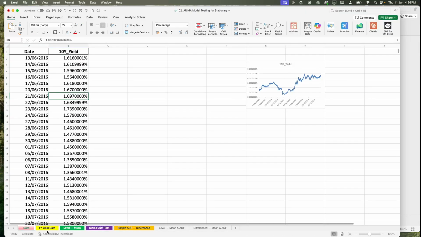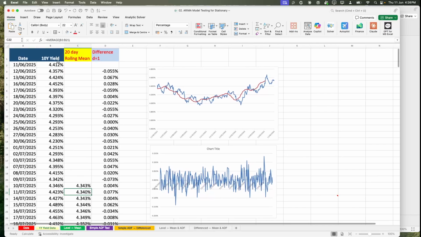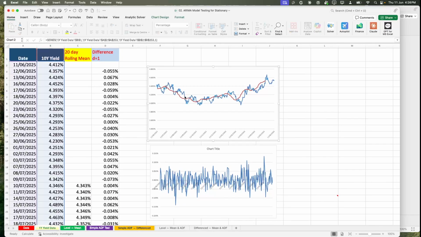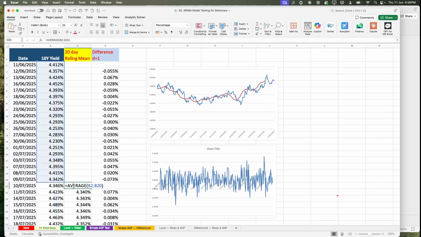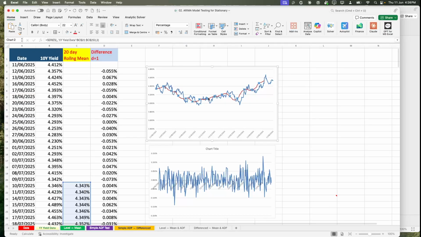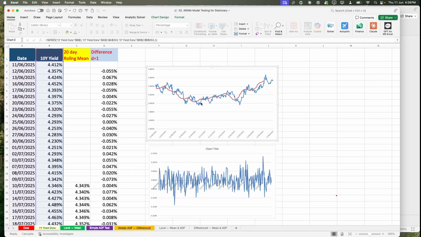As soon as you see the data, you can see that it has a lot of trend. I also took the 20-day rolling mean and visualized it. You can see that this is non-stationary. As soon as you see the data is non-stationary in the visualization, I have taken differencing.